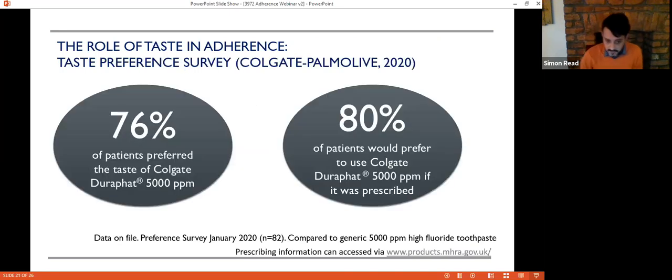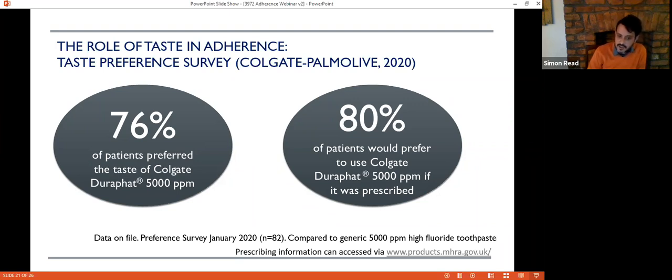So another recent survey performed by Colgate-Palmolive took their Durafat 5000 ppm fluoride toothpaste to patients directly. That was in a single blinded non-interventional survey where 82 patients were asked to taste and compare this paste with another generic 5000 ppm fluoride toothpaste. This included filling out a brief scoring survey after each paste was tasted, as well as a further questionnaire comparing both toothpastes at the end.